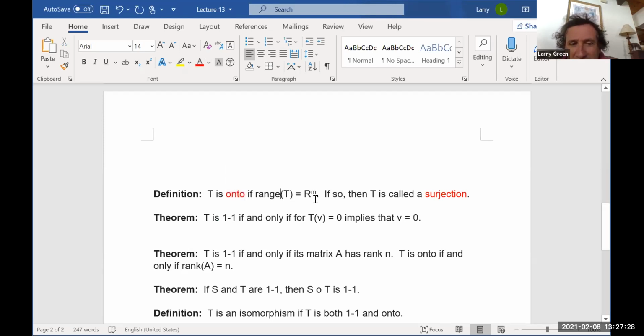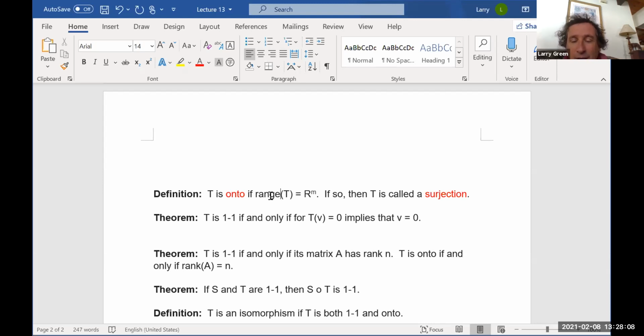If the range of T is all of Rn, or all of whatever you want the range to be. Any questions on that idea? So that means that if you give me any vector in Rm, then I can find a vector in Rn such that T of my vector is your vector. Any questions on that? Okay, and the word we often use for that is we'll say T is a surjection.